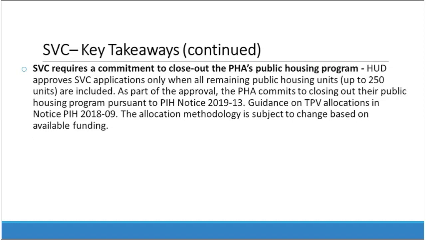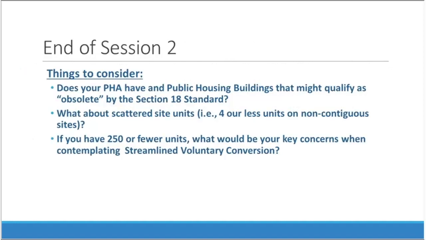And the last takeaway, so we talked about suspension closeout, and we'll talk more about that next week in more detail. All right, so this last slide just brings to focus some of the stuff we've been talking about, things to consider. Does your housing authority have public housing buildings that might qualify to be obsolete? And if so, how would you prove that?